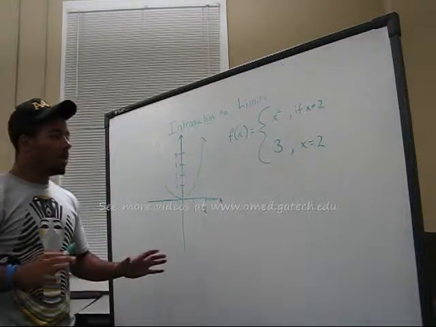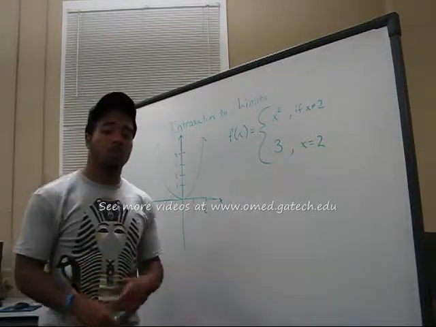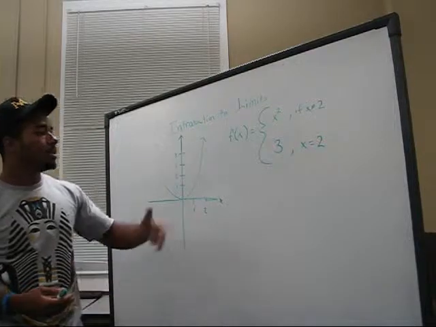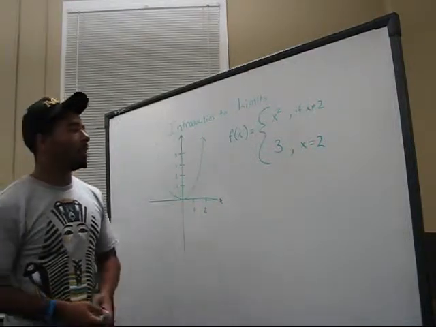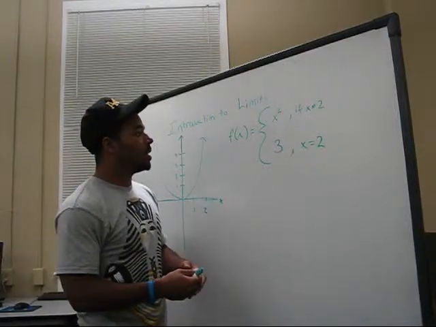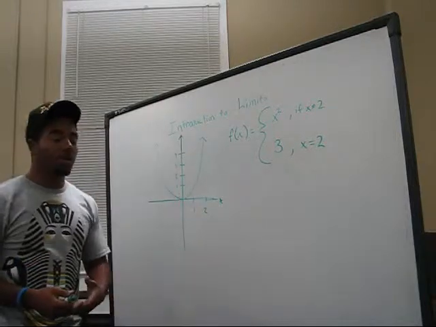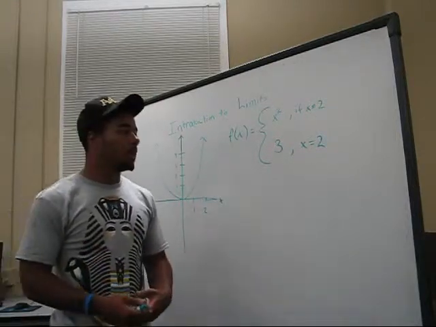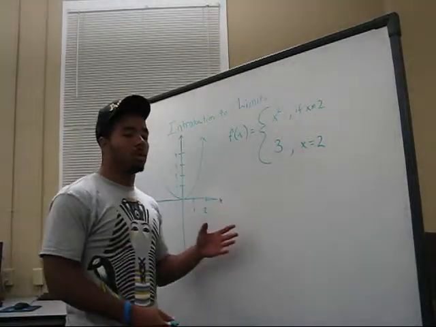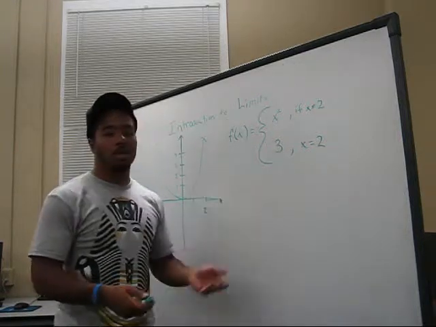Okay, so just like the last problem, we're pretty much working with x squared. The function is actually piecewise, and it says that f of x is equal to x squared when x is not equal to 2. And when x is equal to 2, the y value is 3.